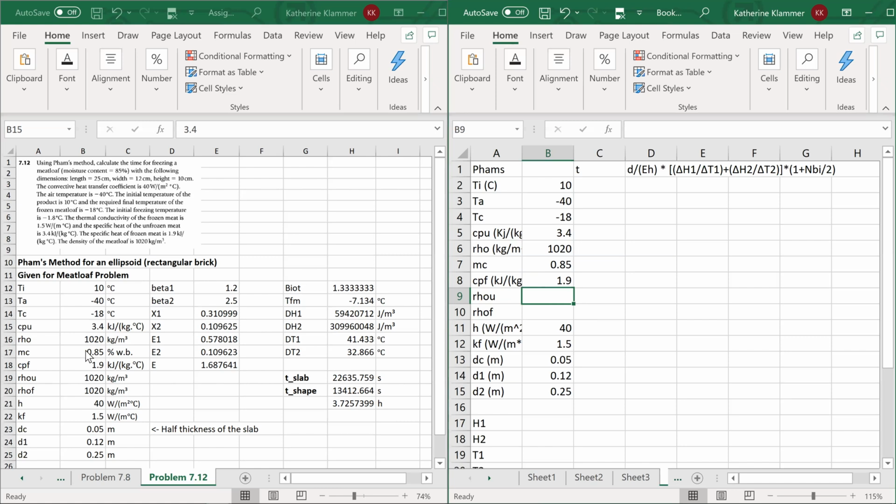And then what did he do for rho U and rho F? Oh, they're just the same. I don't know why he included those. I guess it does matter, because sometimes you'll have different densities as things freeze because ice expands. But typically you wouldn't see that much expansion. The thing that matters more is the specific heat of the meatloaf, whether it's frozen or unfrozen.